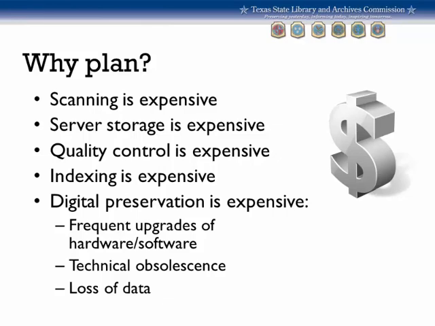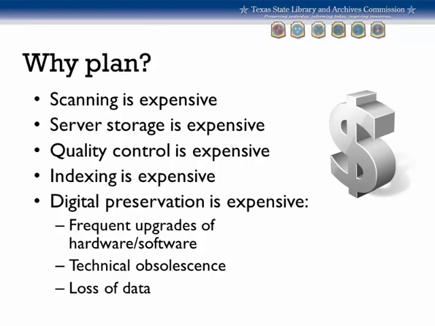So quality control is expensive. Preparing boxes for scanning, making sure every image is checked for completeness and accuracy. These are resource-intensive tasks that humans have to do. Indexing is expensive. It takes time to assign metadata to every single document to make it retrievable. The more search terms you add to each document, the more time someone is spending on each document, and therefore more money.